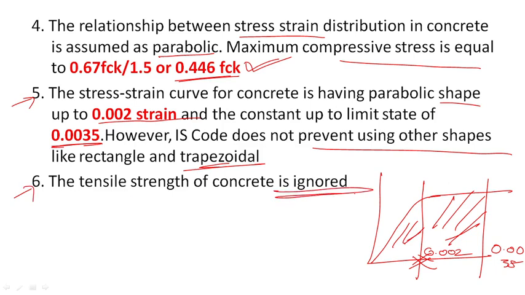And the next point is the tensile strength of the concrete is ignored. Always remember, we will always ignore the tensile strength of the concrete because concrete is good in what? Compression, and it is very bad in tension. Concrete will not take any type of tension. That's why we ignore that. The tension will be taken by the steel only.